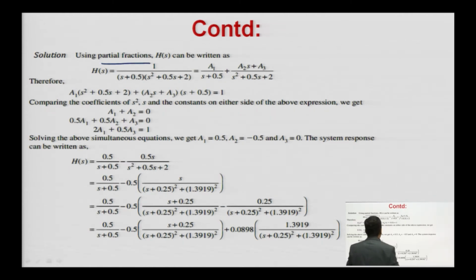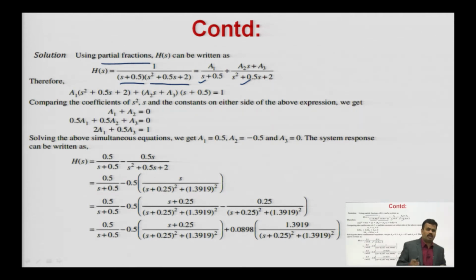If you do the partial fraction here, H of s is equal to 1 upon (s plus 0.5) (s square plus 0.5 s plus 2). This is the linear factor, so it will be a1 upon (s plus 0.5) plus, now this is the quadratic, (a2 s plus a3) upon this. Now you have to solve and calculate the values of a1, a2 and a3.